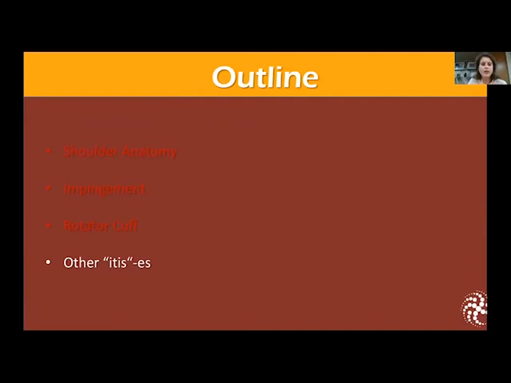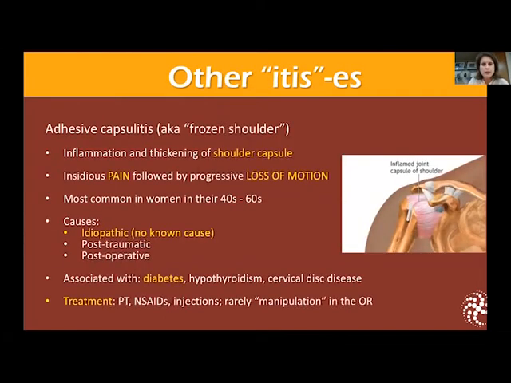So the other stuff going on with the shoulder, I kind of grouped into what I call the other itises. There's a lot that can be unwrapped here, and I could probably talk about every single thing for another 40 minutes, but I try to summarize and touch on everything. So the frozen shoulder, the clinical term is adhesive capsulitis. As you can see in the image, it's inflammation and thickening of the actual shoulder capsule.